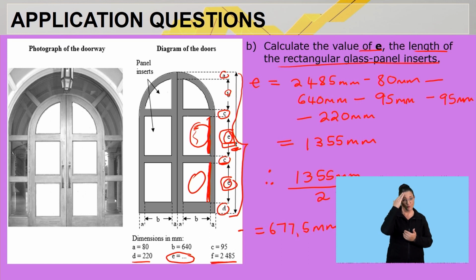So first I start with the known. We know the entire length, F, is indicated as 2,485. I subtracted all the known values, based on the key that's given to me. I've ended with a length of 1,355. And since we have 2 of these rectangular glass panels, I took my total length that's left and divided that by 2. Ended up with an answer of 677.5 millimeters. So that means the length here is 677.5, and this length here is also 677.5. Guys, I hope that's clear to all of you.